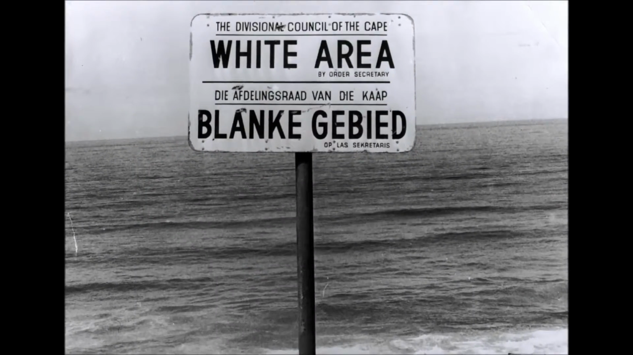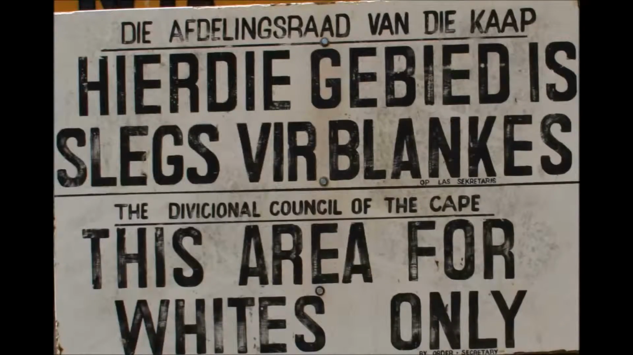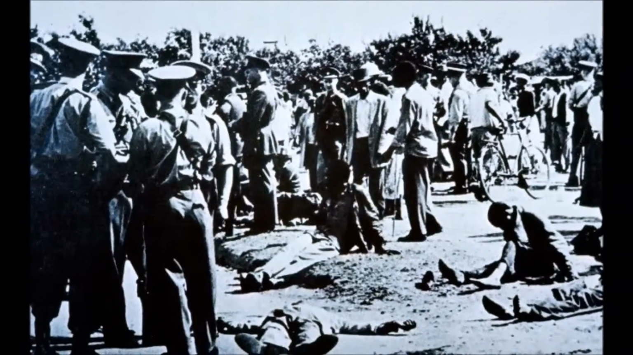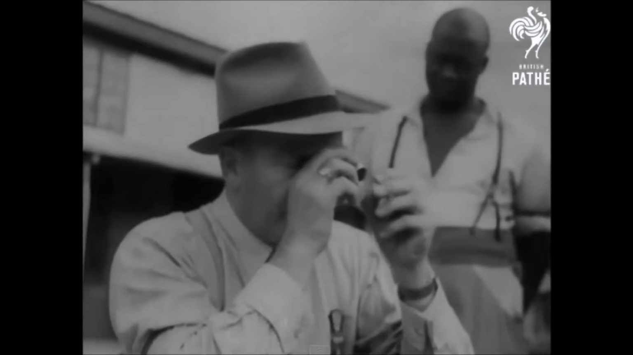The National Party governed from 1948 to 1991 and formalised the existing system of discrimination into the legal system of apartheid.